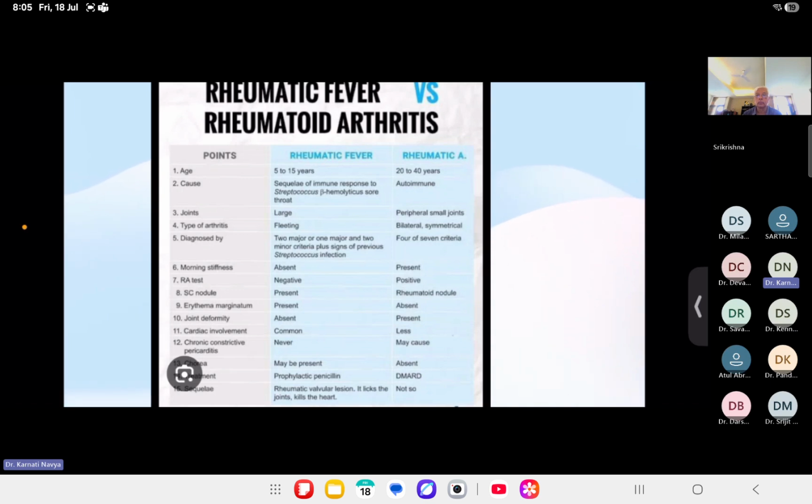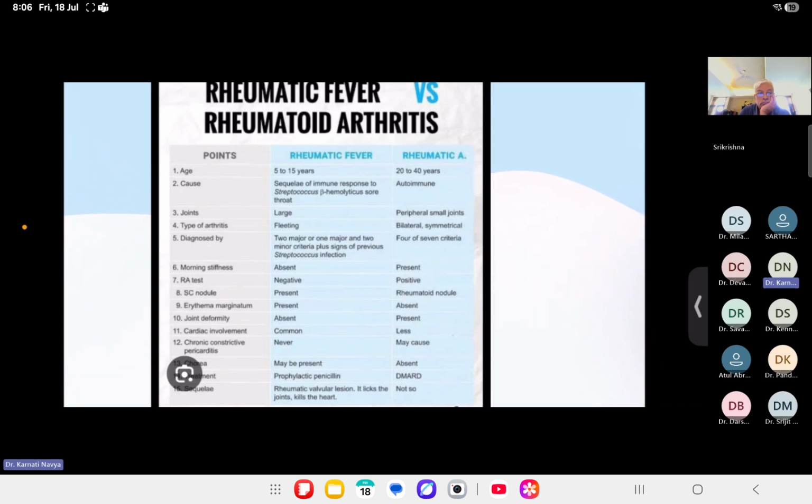Rheumatic fever usually doesn't have a morning stiffness. Rheumatoid antibodies are negative. Subcutaneous nodules are present. Erythema marginatum is present, and joint deformity is absent. Cardiac involvement is common, whereas constrictive pericarditis is never seen in rheumatic fever. Whereas in rheumatoid arthritis, constrictive pericarditis may occur, there is no erythema marginatum, and there is no subcutaneous nodule. There is a rheumatoid nodule.